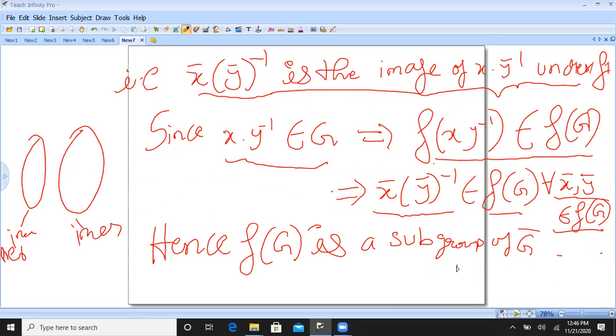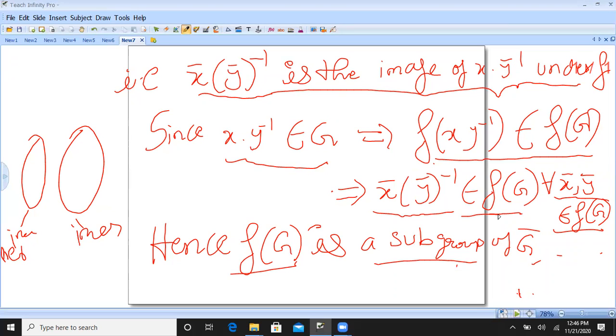By this, f of G is a subgroup of G bar, and we have another condition. Okay, this is your property number 2, and the other two more properties are your assignment.